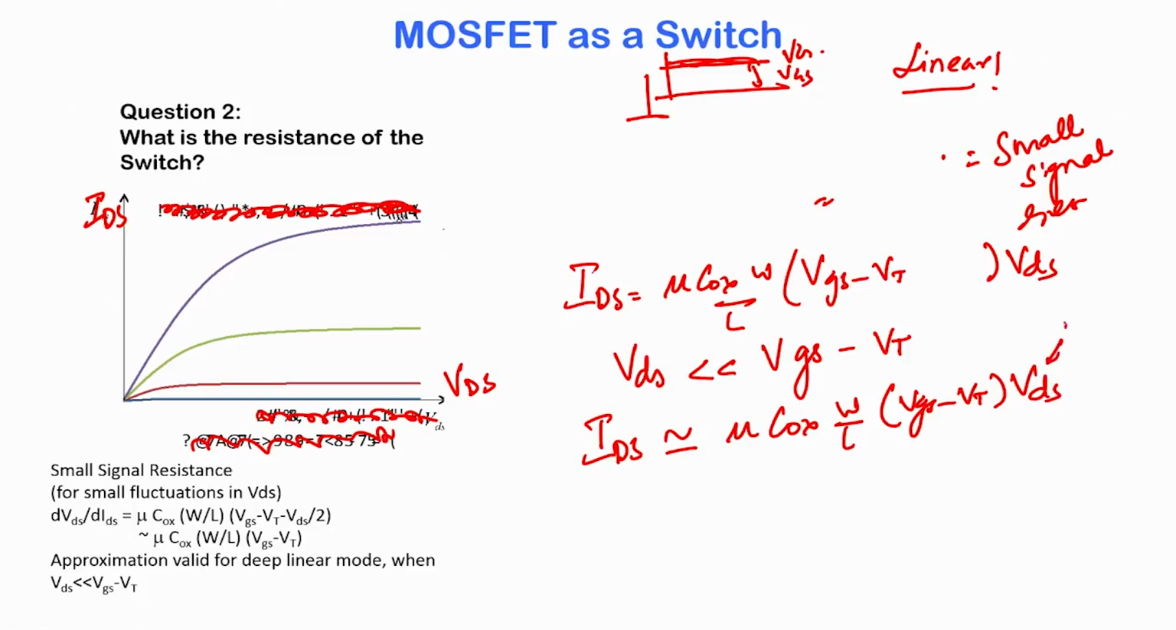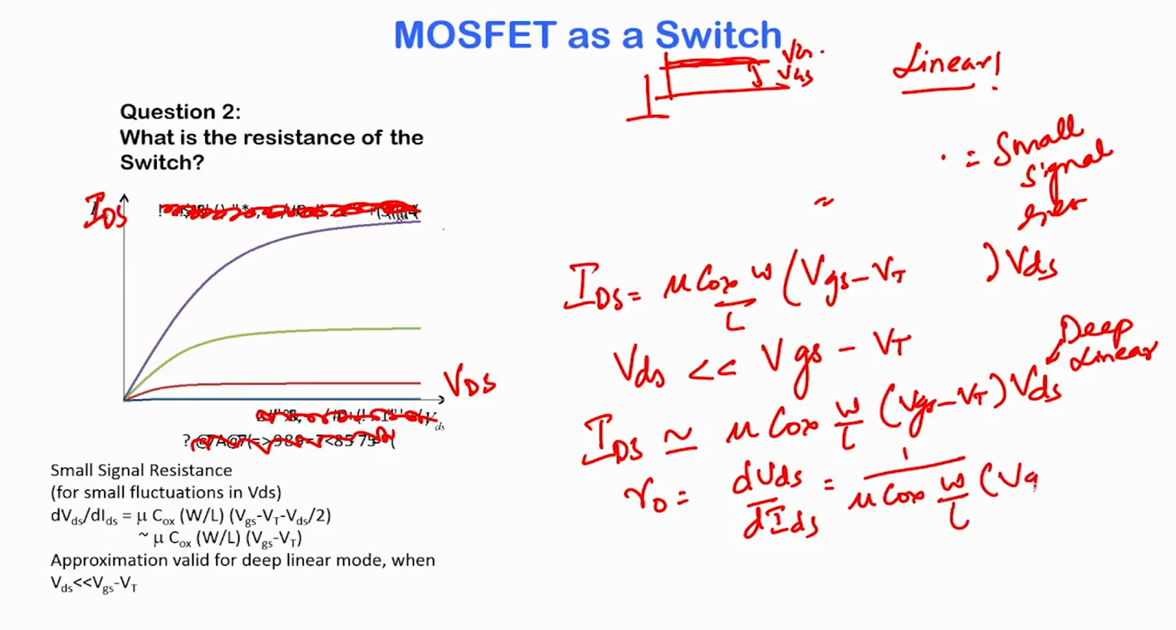Okay, so this is something called deep linear, it is a very linear operation. VDS is much smaller than VGS minus VT. So, now what is the small signal output impedance? What is the output impedance of the MOSFET? It is dVDS by dIDS, which is what? 1 by mu Cox W over L into VGS minus VT.